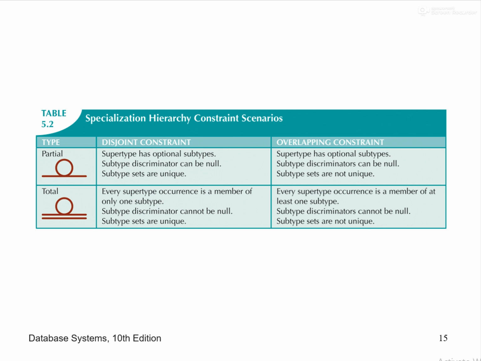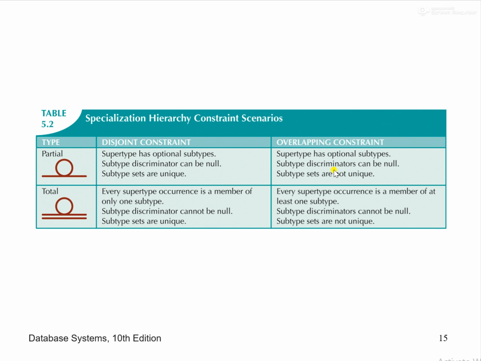Okay, now we compare partial and total completeness with respect to the overlapping and disjoint constraint. Here we show that if we have partial completeness and a disjoint constraint, it means that the supertype has optional subtypes and the subtype discriminator can be null. So it is possible that the subtype discriminator does not identify any of the subtypes. This supertype is a unique occurrence which does not belong to any subtype, and subtype sets are unique.